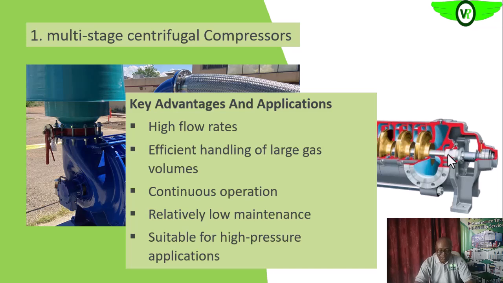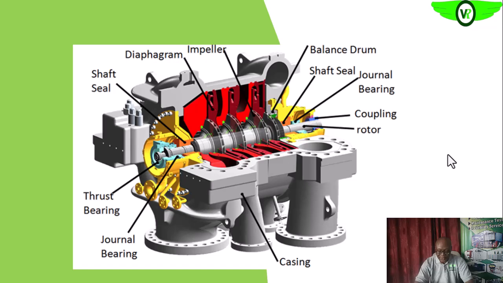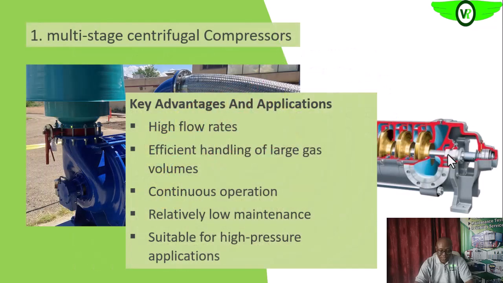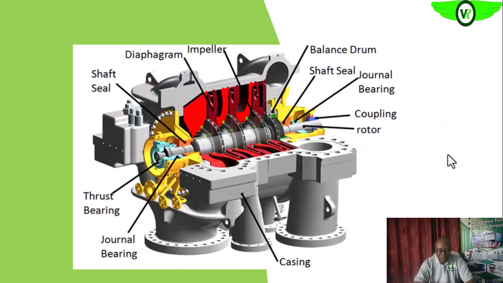So, and it's also suitable for very high pressure applications. So here is highlighting some of the components, as we discussed earlier, of the compressor. This is the major active component, which is the impeller. This is the main shaft. Okay, we have the two sets of bearing. Here we have the journal bearing and then the thrust bearing.